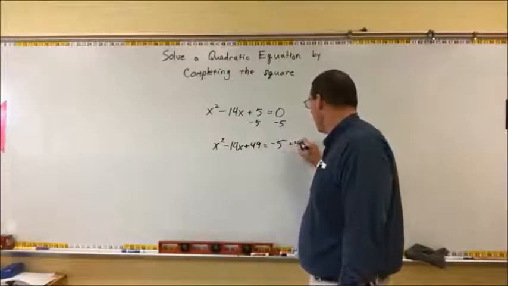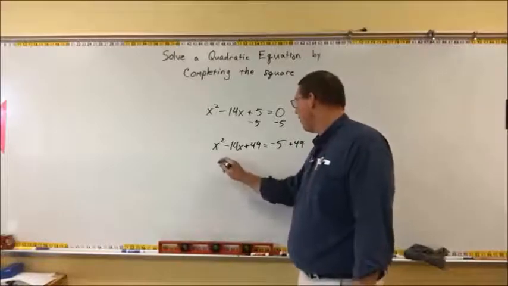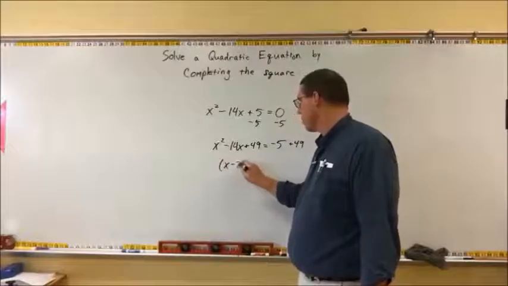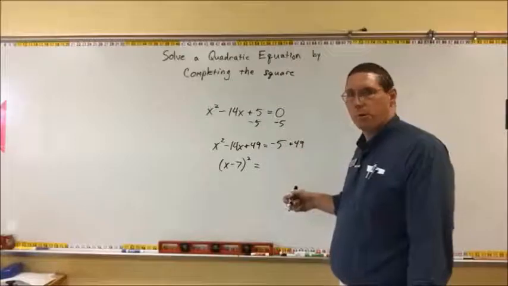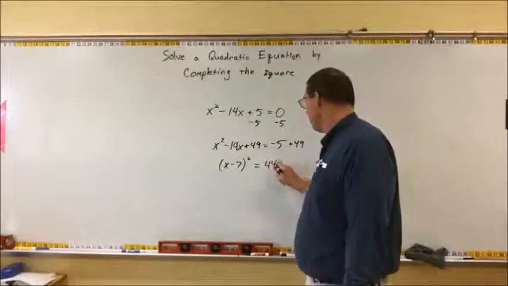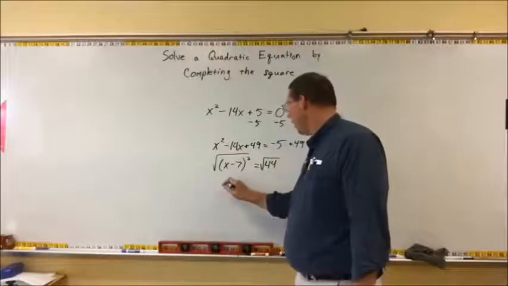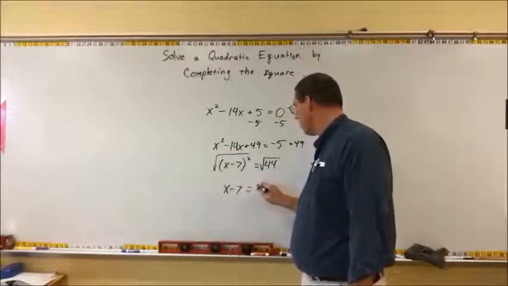we have to also add 49 to the other side, in which case we now have this becomes, if we factor it, x minus 7 squared equals negative 5 plus 49 is 44. And now we do the square root of both sides. And we get x minus 7 equals plus or minus.